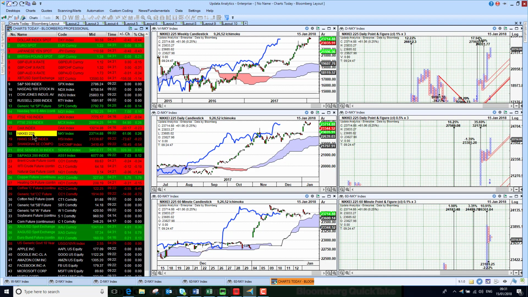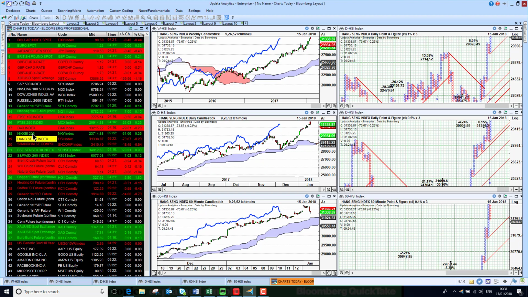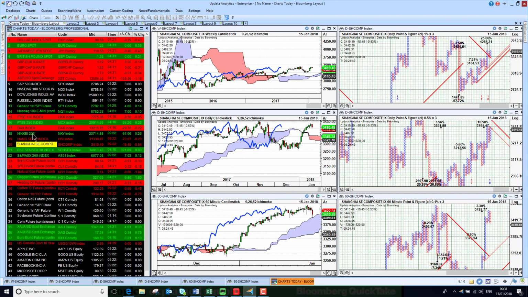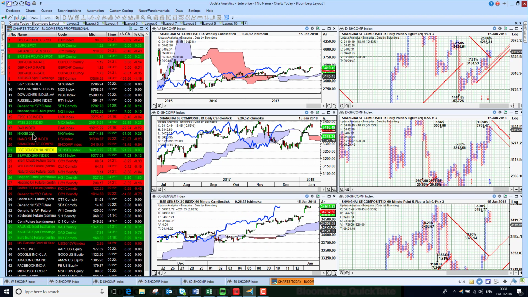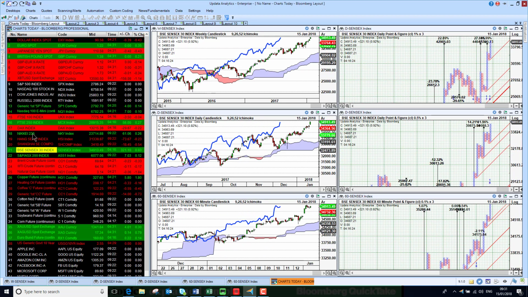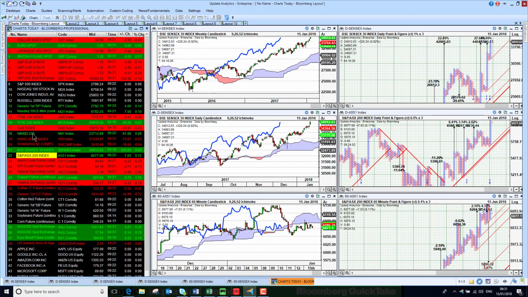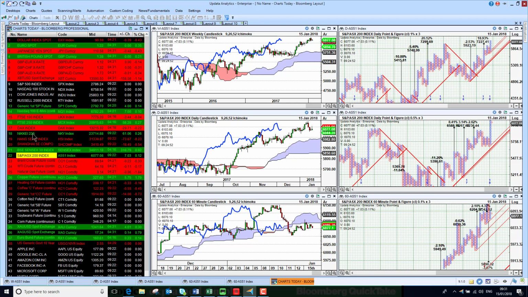And the Nikkei also looking strong, despite a stronger yen this morning. Hang Seng still looks very bullish. Shanghai looks bullish still, and the Sensex, the Indian market, still looks very strong indeed. Australian market up as well, very slightly, but still bullish. The short-term chart just coming out a little bit of pressure for the Aussie market.